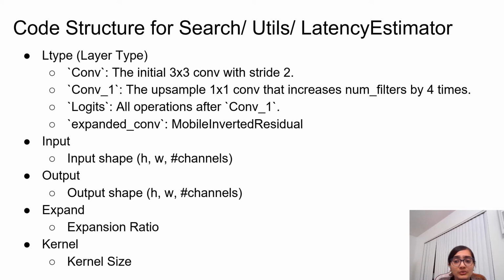Expand is the expansion ratio, which defines how your network can expand once the neural network has been constructed. The kernel size is how much kernel size is utilized to perform the computational operations in the particular layer of the network. So this is what is going on in the latency estimator, where it majorly depends on the layer type, the input, output, expand, and kernel. These are the functions or methods used in the latency estimator.